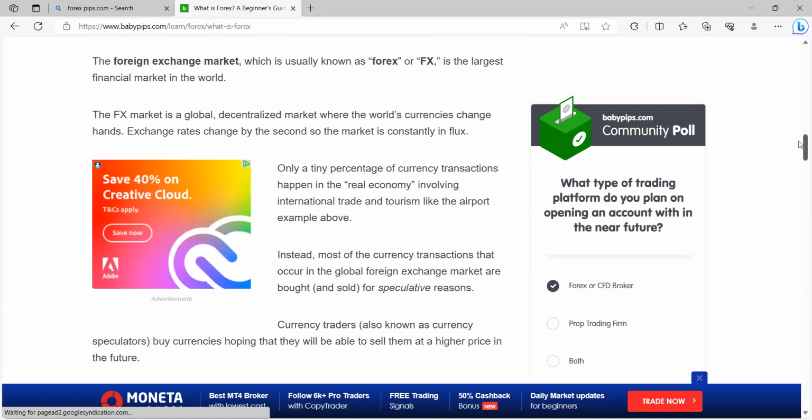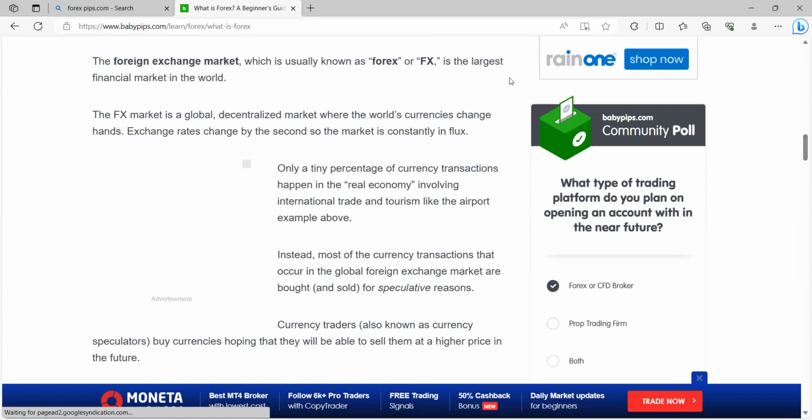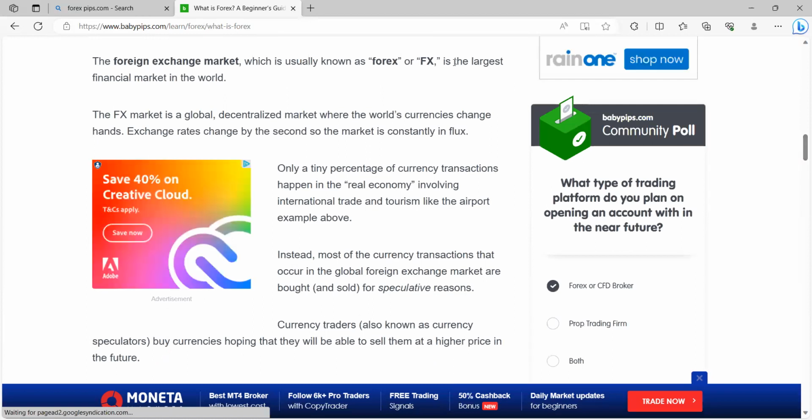What is forex? We have the foreign exchange market, which is usually known as forex or FX, as we have on our shandies, FX limitless.